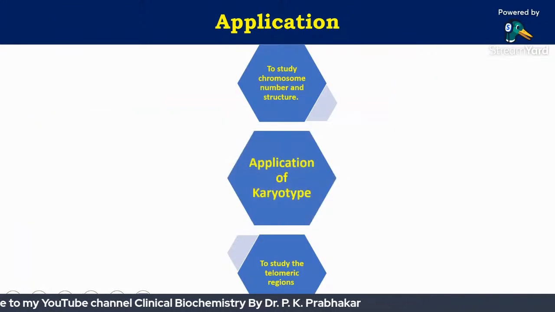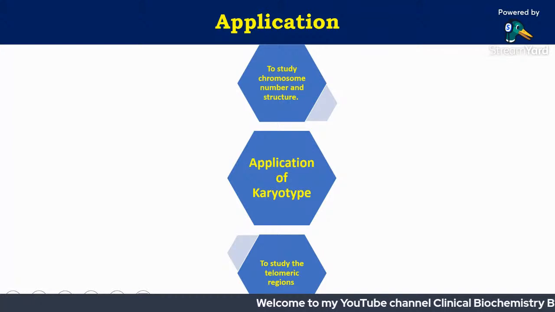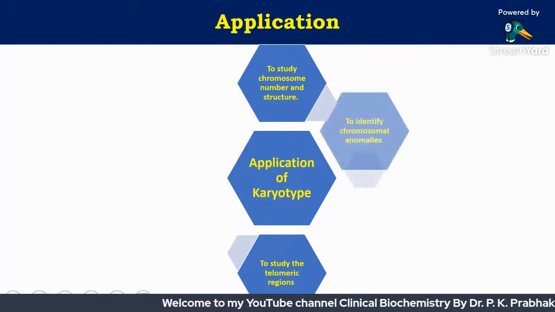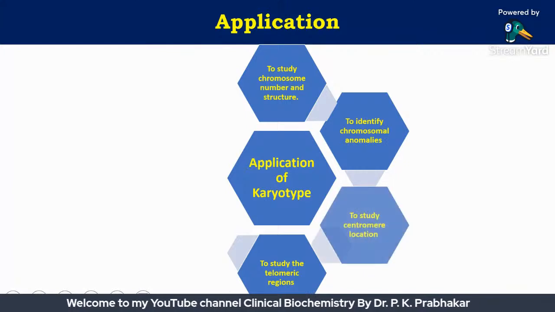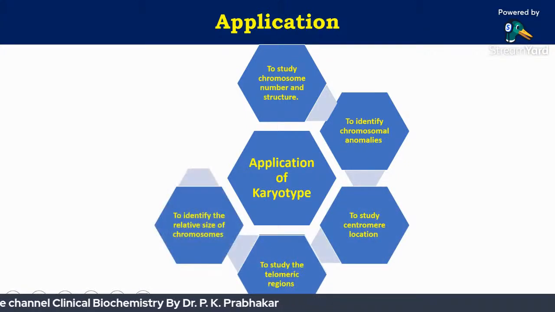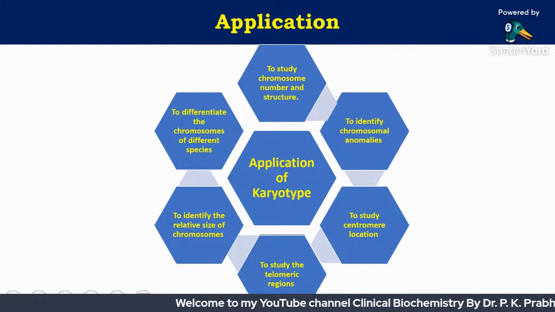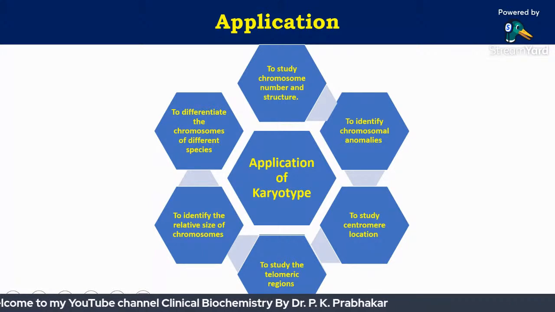Now if you see the applications of karyotyping: first, to study chromosome number and structure, the study of telomeric regions, to identify chromosomal abnormality, to study centromere locations, then to identify the relative size of the chromosomes, and to differentiate the chromosomes of different species. So these are the six important applications of karyotyping.